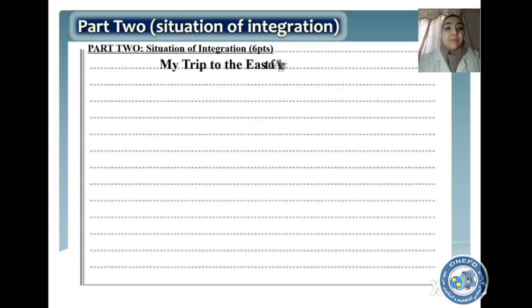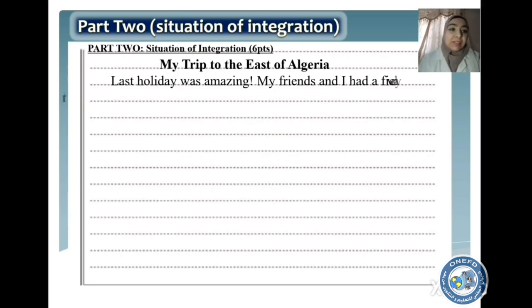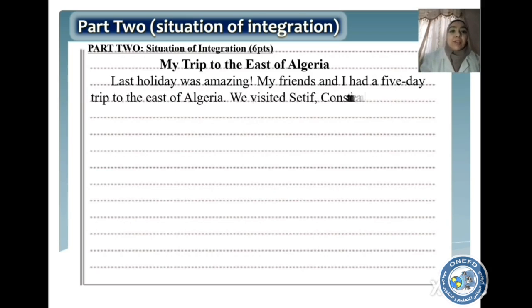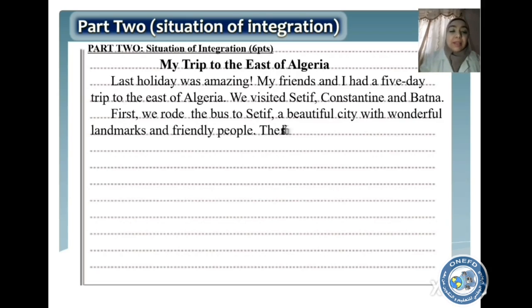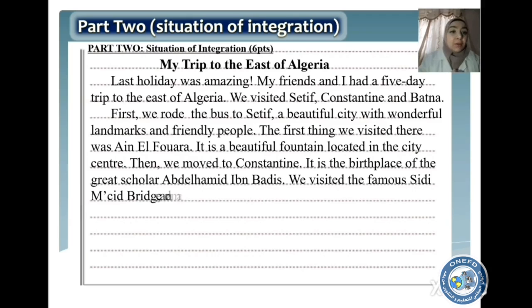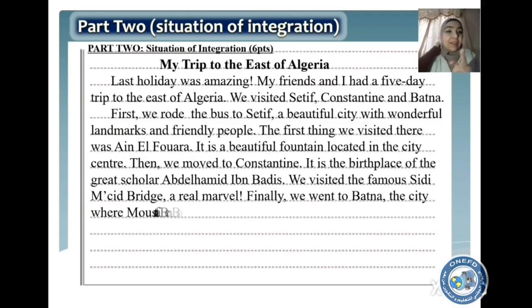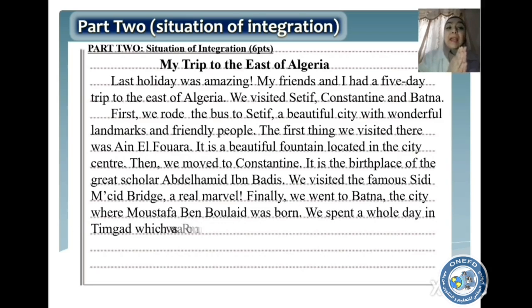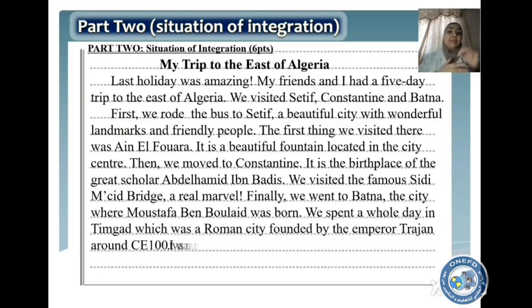So this is my paragraph. This is what I have written. My trip to the east of Algeria. I have put a title to my paragraph. Last holiday was amazing. My friends and I had a 5-day trip to the east of Algeria. We visited Setif, Constantine and Batna. Here I have taken help from the reading text. First we rode the bus to Setif, a beautiful city with wonderful landmarks and friendly people.